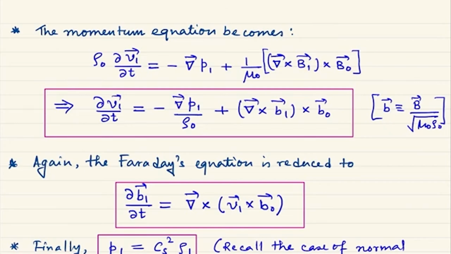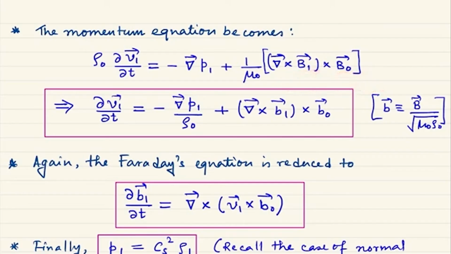So finally we can write del V1 del T is equal to minus gradient of P1 by rho 0 plus curl of b1 cross b0, with small b. How did we get that? We have simply got that just by replacing this capital B by this small b, and that was quite easy, because if you divide everything by rho 0, you have this term, and here you have mu 0 rho 0, so you divide into b1 and b0, one mu 0 rho 0 over here and another mu 0 rho 0 over there.